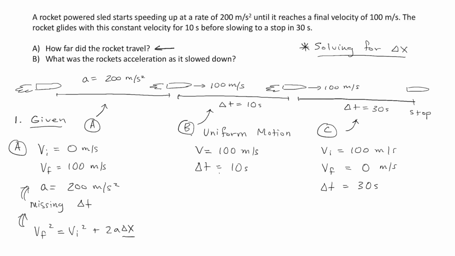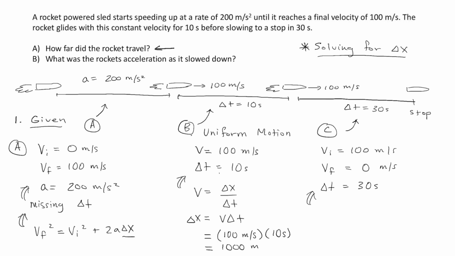Moving on to part B, we know we can use the uniform motion equation, which says that V is equal to delta x divided by delta t. We can simply rearrange for delta x and solve. When we do the math, we find that while the rocket is moving with uniform motion, it travels 1,000 meters.